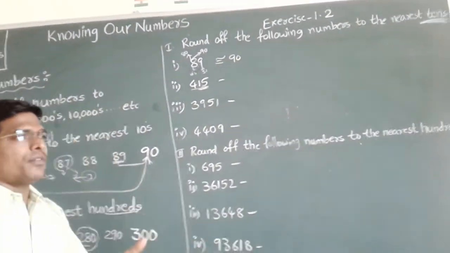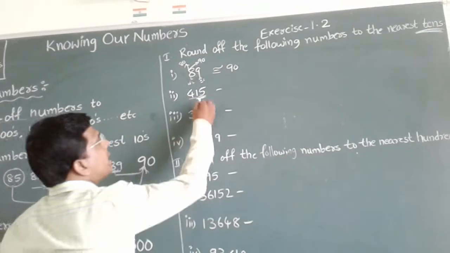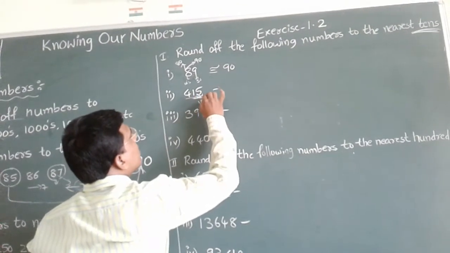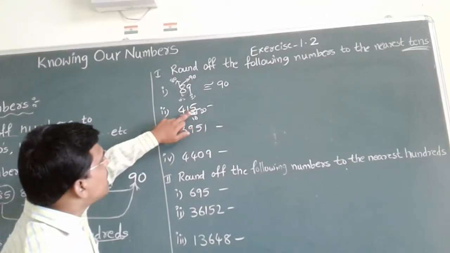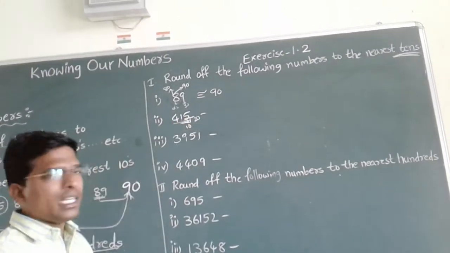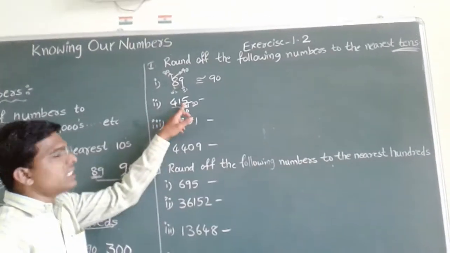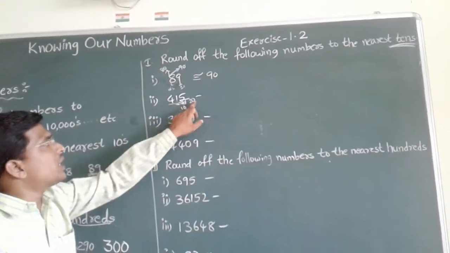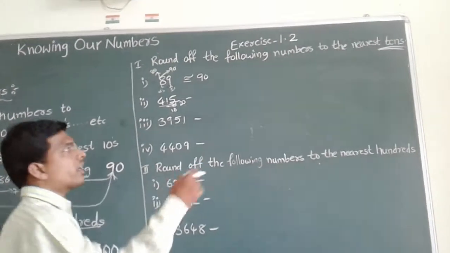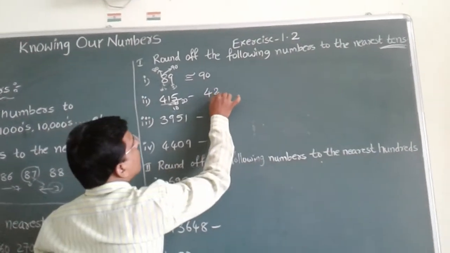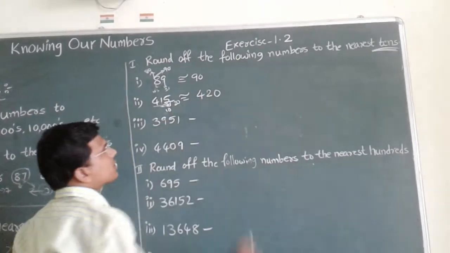So 10, 15 and 20. See right here, 10 and 20. Is 15 nearer to 10 or nearer to 20? 15 is exactly in between 10 and 20. But actually we round off to the nearest greater one. That is, 420 we can round it off to.